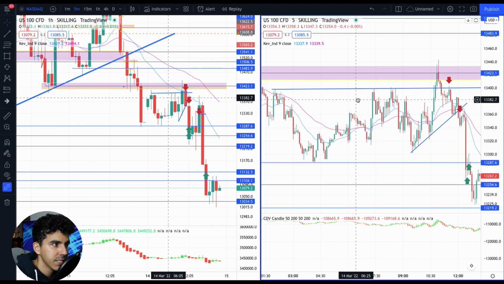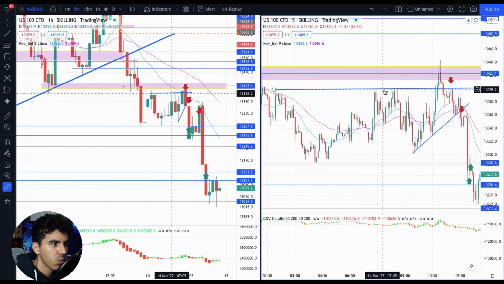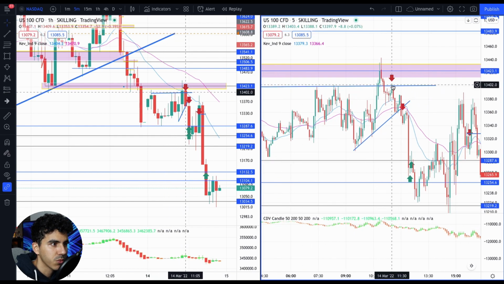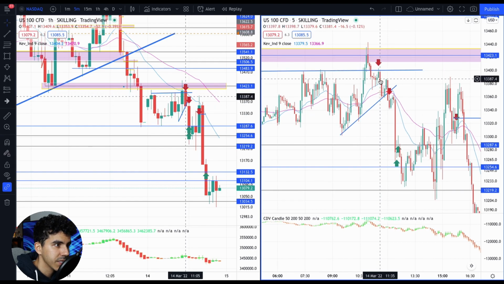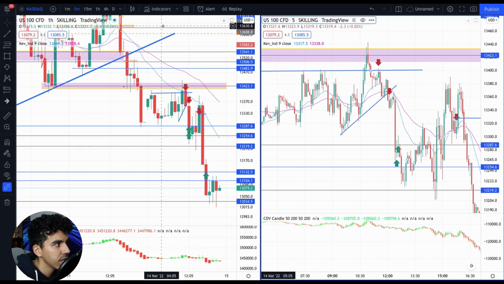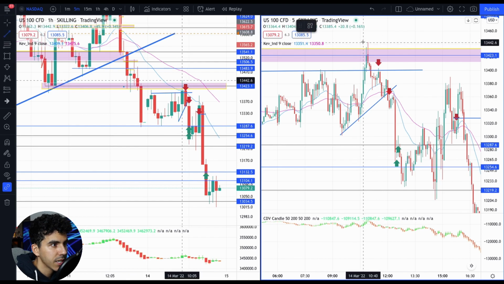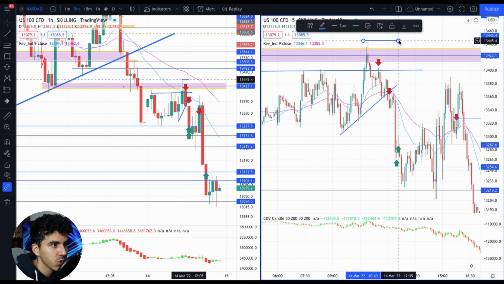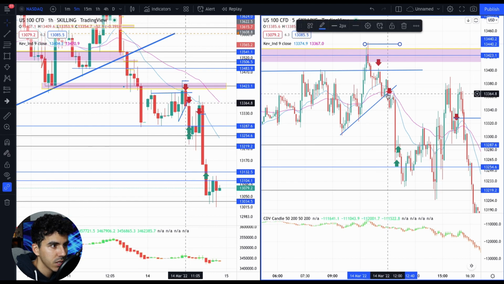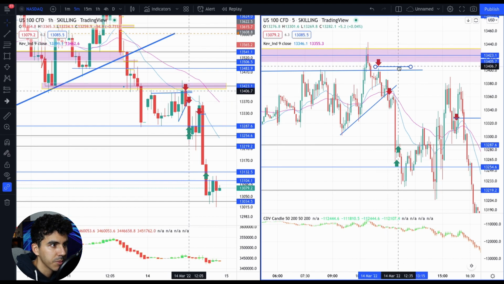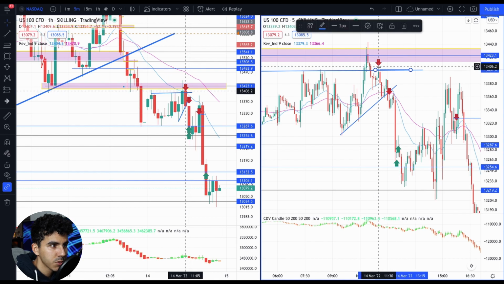I entered at this level because it was once, twice, three times, and I was looking for a possible resistance at that level again. So I entered here with my first entry. Luckily, it went right away in my direction. My stop loss at the beginning was here above, and then after I saw that it went in my direction, I moved it to break-even. So this was my first entry.